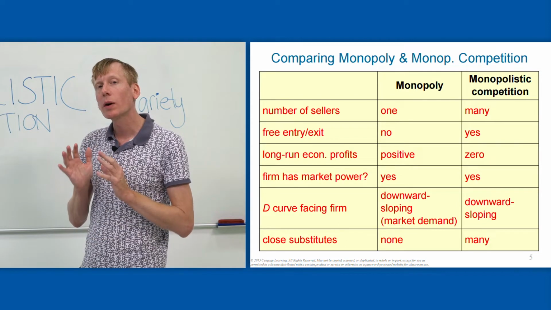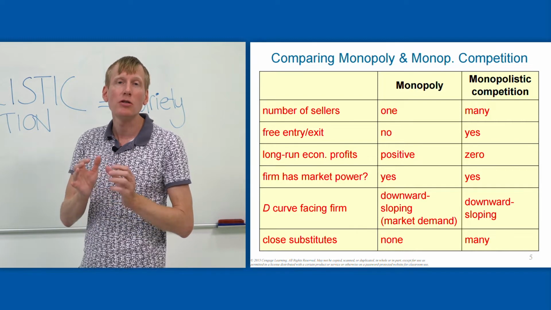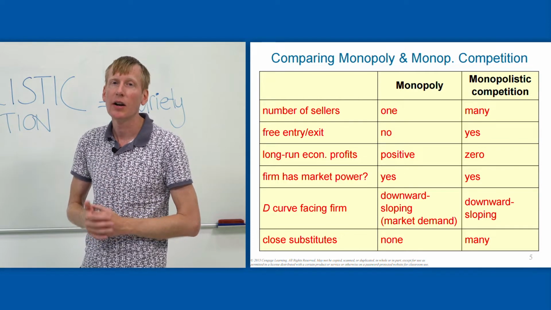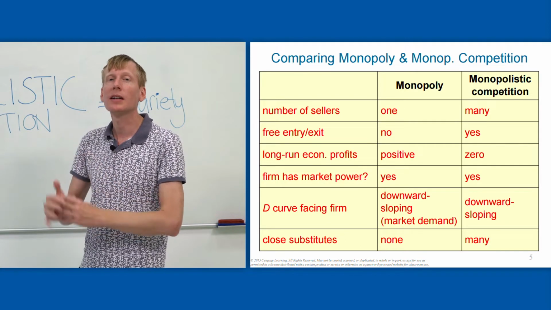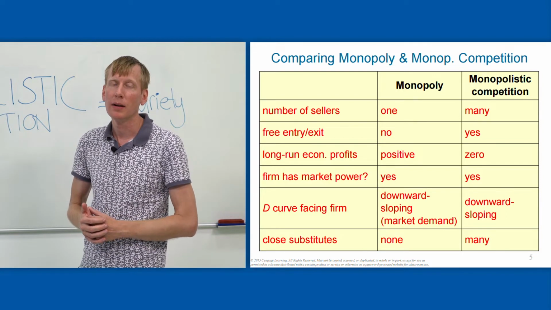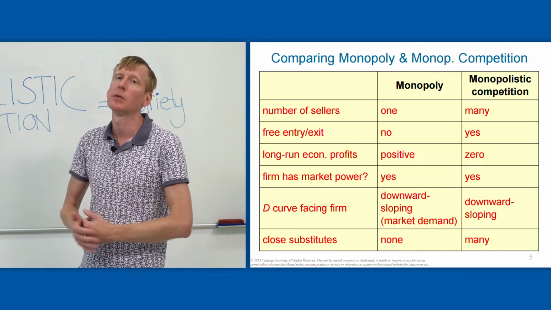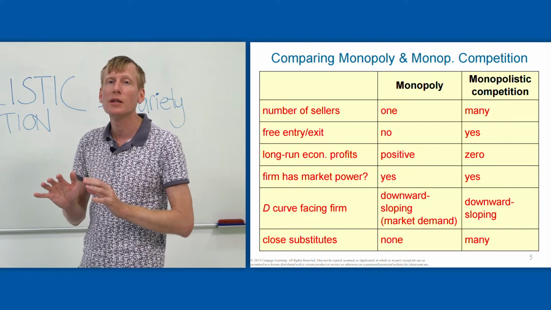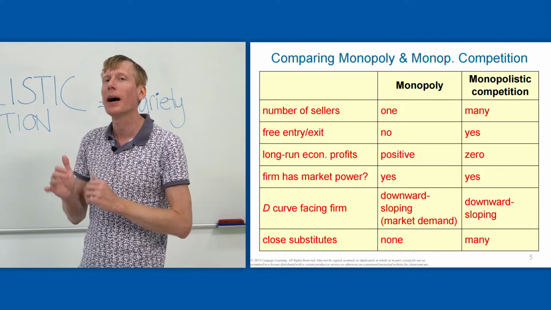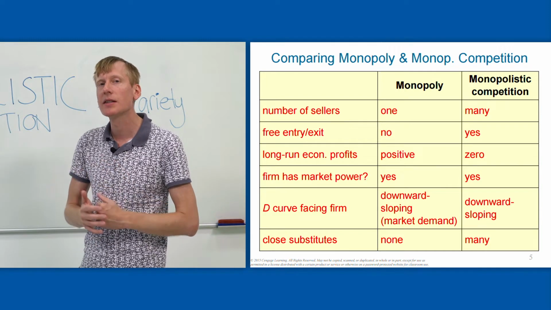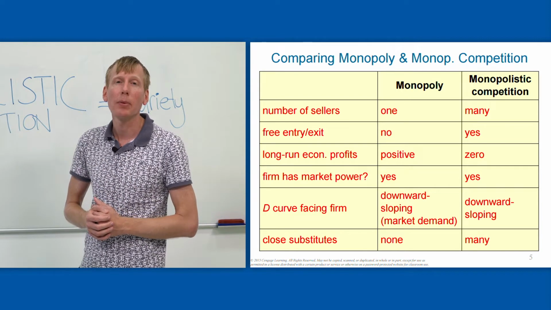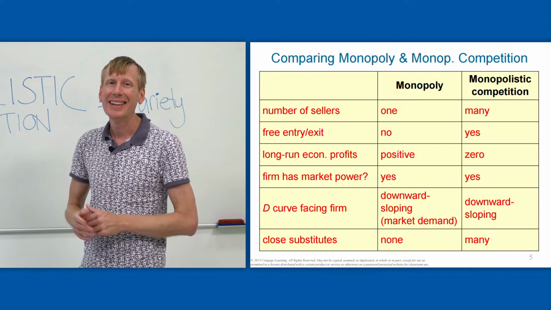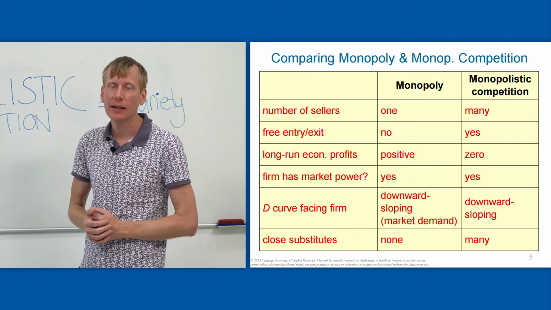However, as far as whether these firms have market power, monopolies do. They're able to charge a higher price if they want to. They're able to affect it. And monopolistically competitive firms do also have market power. They're able to increase the price if they would like to. Both monopolists and monopolistically competitive firms are limited in their ability to do this by demand, but both have some power to do it. As far as the demand curve they face, both monopolists and monopolistically competitive firms face downward sloping demand curves.